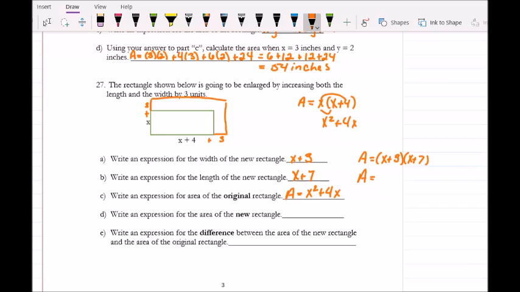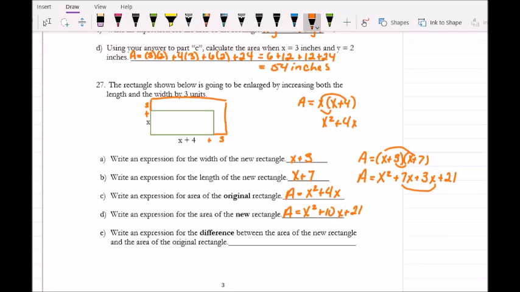And to get that expression, we're going to FOIL. So x times x is x squared. Outer is 7x. Inner is 3x. And last, 3 times 7 is 21. And we can combine here. We have 2 x terms. So the final answer will be A equals x squared plus 10x plus 21.